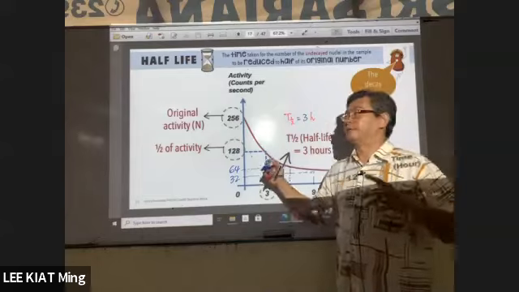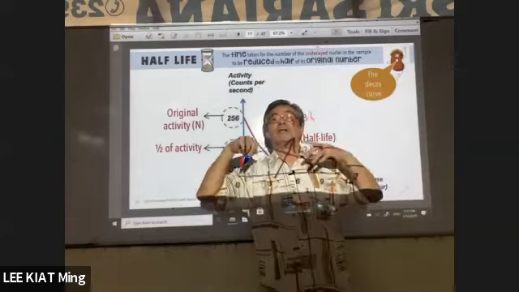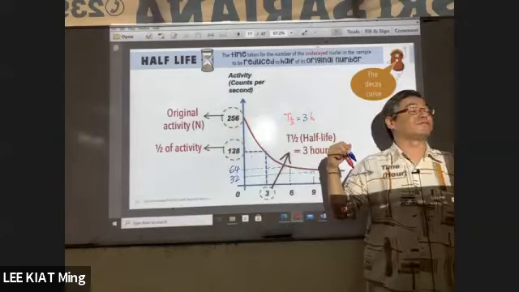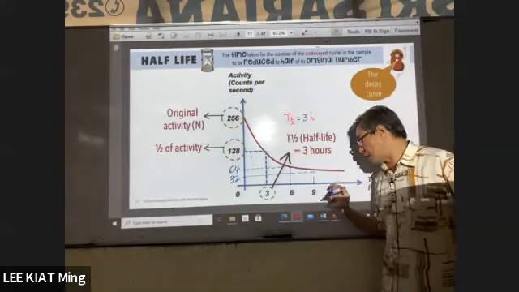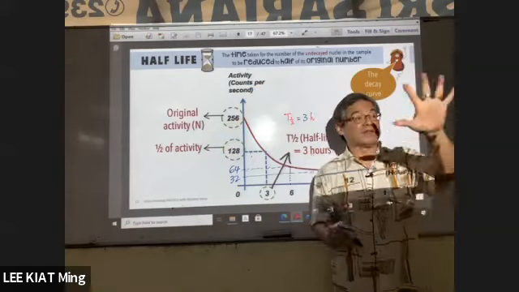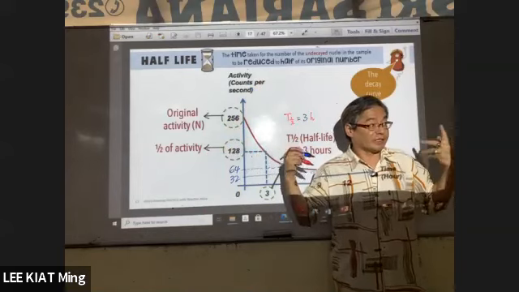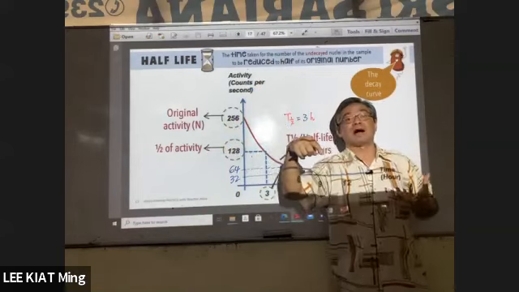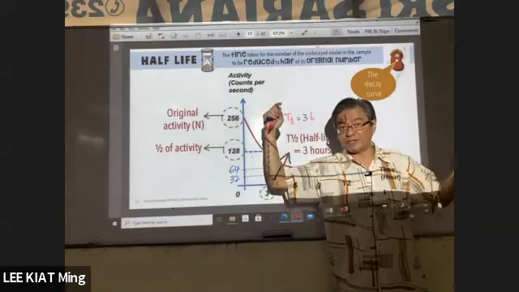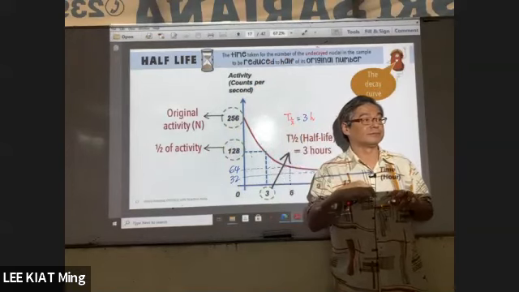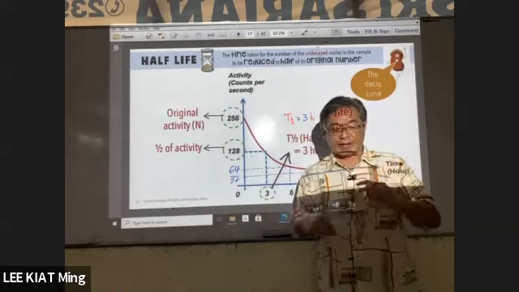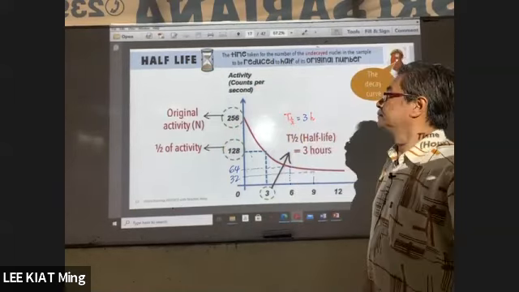Very funny. Different minerals, different radioactive elements have different half-lives. Some can be 3 hours, some can be 5 days, some can be 2 months, some can be 5 years. 5 years only reduces to half. Some can be 50 years, some can be hundreds of years. So different elements have different half-lives.